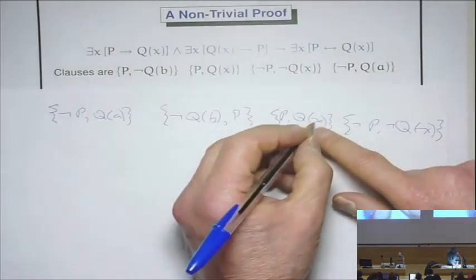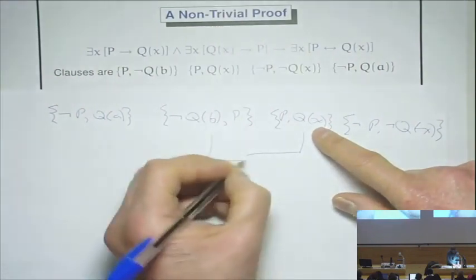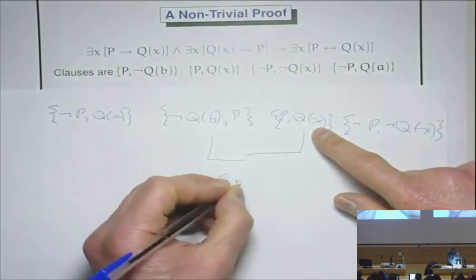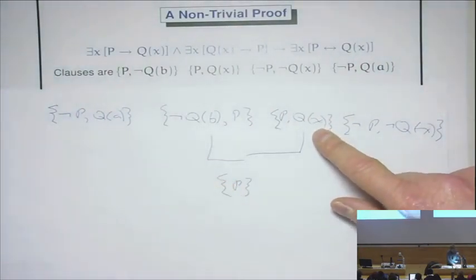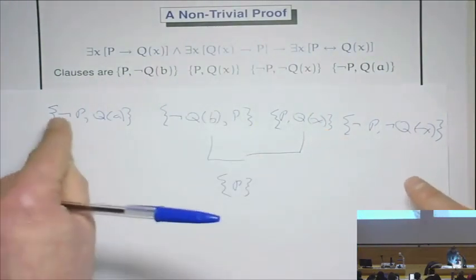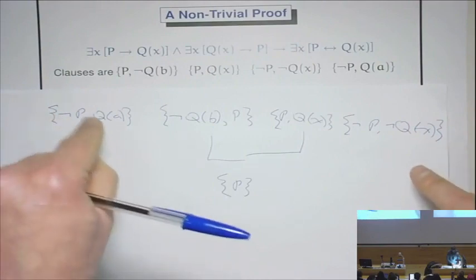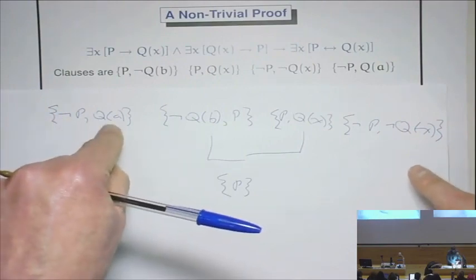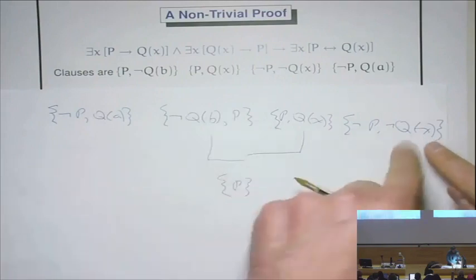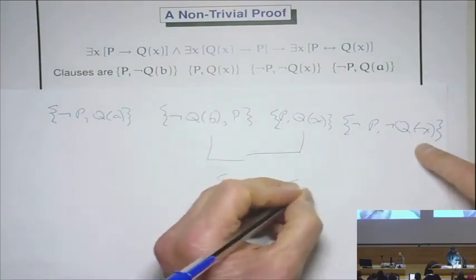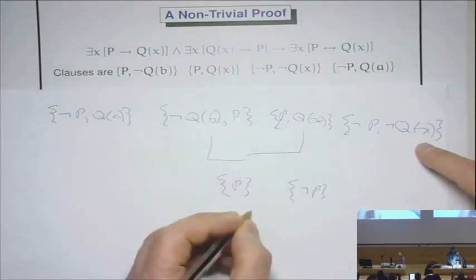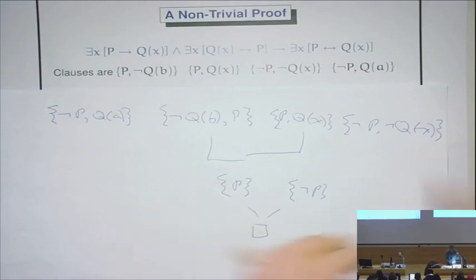I have QX here. I have not QB. That is going to tell me P, right? So the P, comma, P collapsed down to P, and I didn't even need to use factoring. What about over here? I have not QA. I have QA and not QX. This is going to give me a not P. And from those, I indeed get a contradiction.